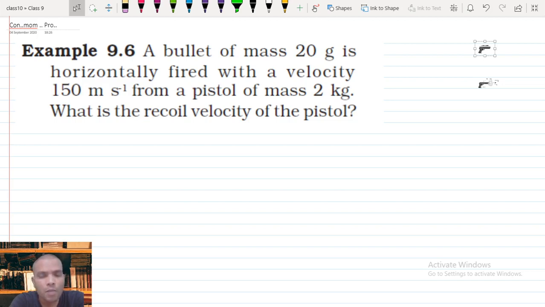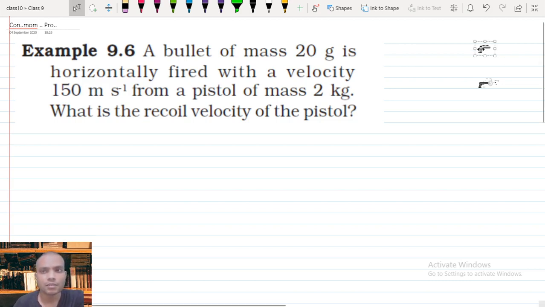A bullet of mass 20 gram is horizontally fired with a velocity 150 meter per second from a pistol of mass 2 kg. What is the recoil velocity of the pistol?